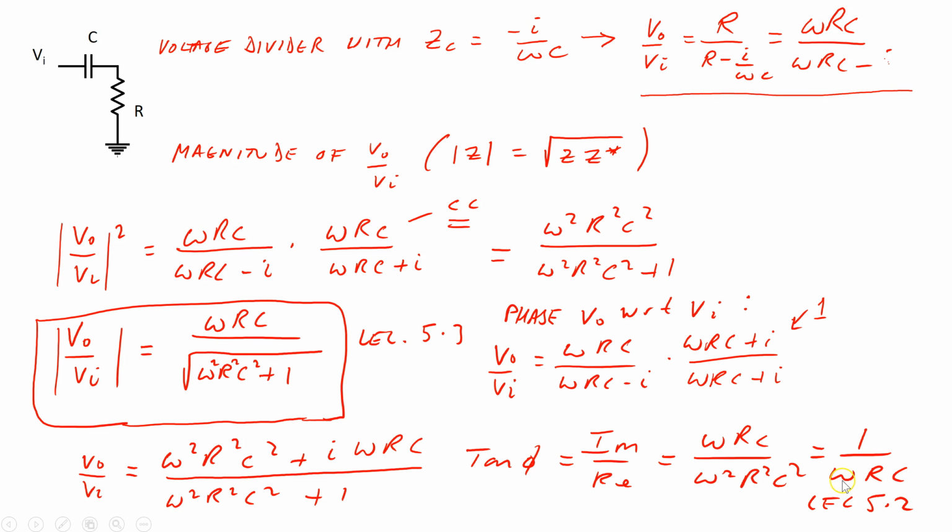As you can see, when omega goes to infinity, then this quantity goes to 0, and the angle whose tangent is 0 is 0. So input and output are in phase. When this number goes to 0, the tangent becomes infinity, and that is the 90-degree phase shift that we get when the circuit is dominated by the capacitor.